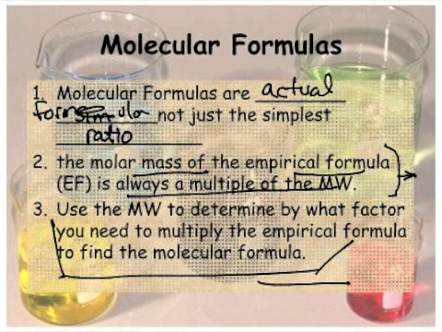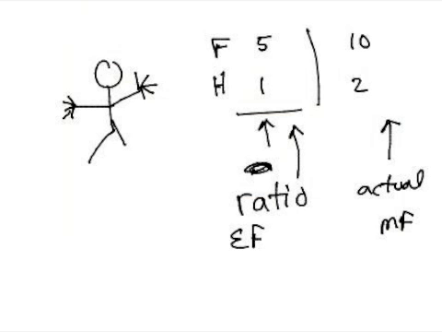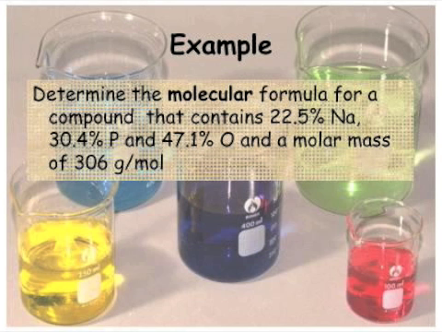Nevertheless, okay, molar mass is... how would you know to go from 10 to 2? You could actually weigh it. Well, let's just do an example. You guys know how to do this. So let's determine the molecular formula. We know the molar mass of this particular compound is 306. So let's just do the percent to mass, to mole, divide by small, times to whole. All right, so sodium is 22.5%.